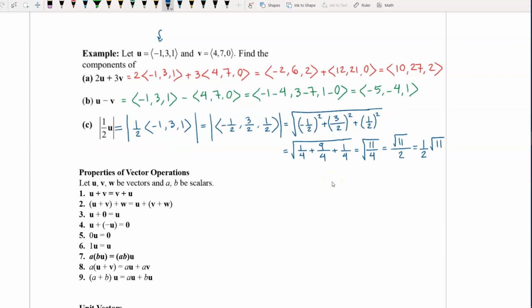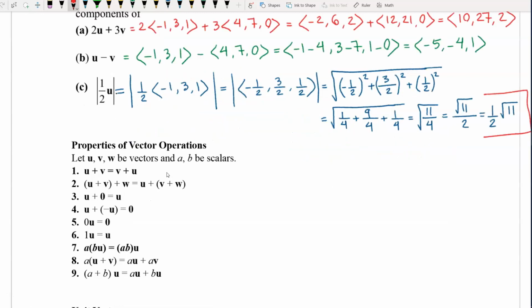So this is equal to square root of 1 over 4 plus 9 over 4 plus 1 over 4. This is equal to square root of 11 over 4. And that is equal to square root of 11 divided by 2. So this is our final answer for this part.